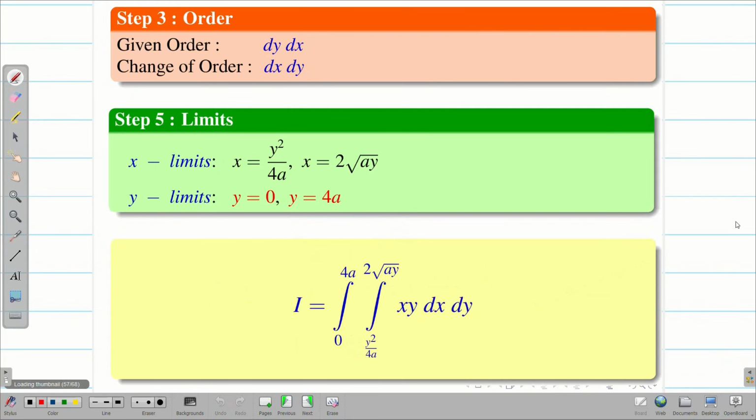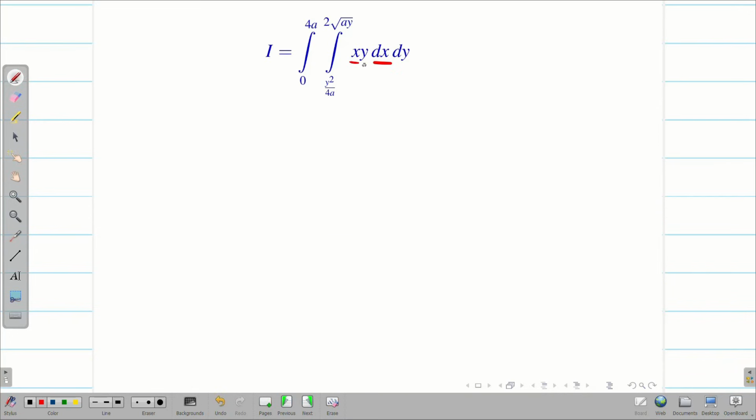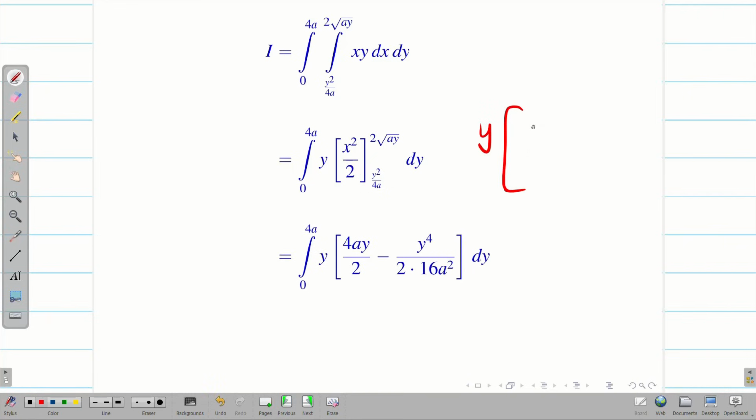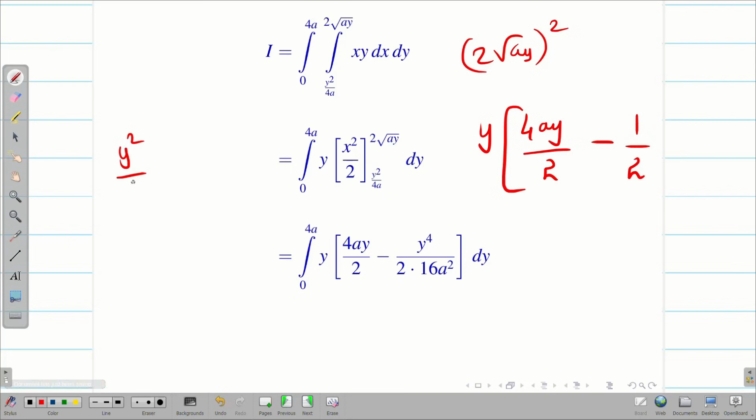Next, we have to do the integration. When I integrate x with respect to dx, y is constant. So x square by 2. When I put the upper limit, I'll be getting y into 2 into root ay whole square, which is going to be 4ay by 2, minus, if we substitute the lower limit, it is going to be 1 by 2. Already we have y square by 4a. If we substitute in x square, it becomes y power 4 divided by 4 square, which is 16 into a square. I am giving you the complete explanation, very slowly.